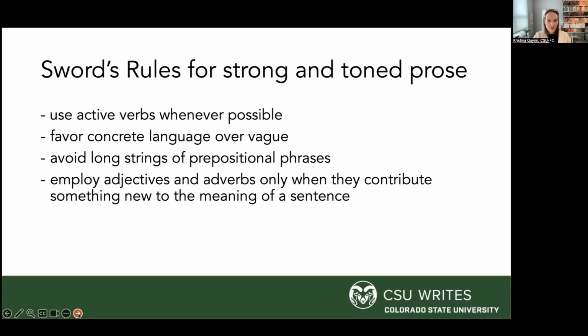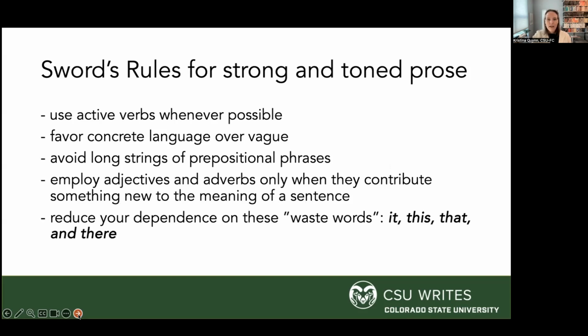Again, how do you decide whether to use an adjective or an adverb, something that's describing a noun or a verb? If it's necessary, you'll know it, right? But if it just seems to be filler and nice, take it out. And waste words like it, this, that, and there. Again, you can do a search and replace, or take out that. Most thats are not necessary. Sometimes they are, so you don't just automatically do it.